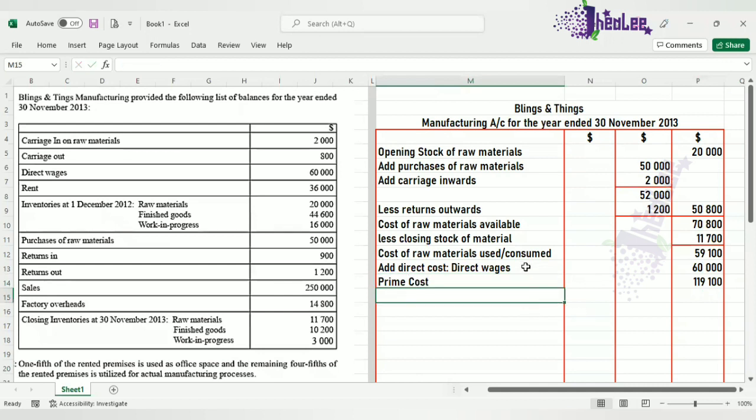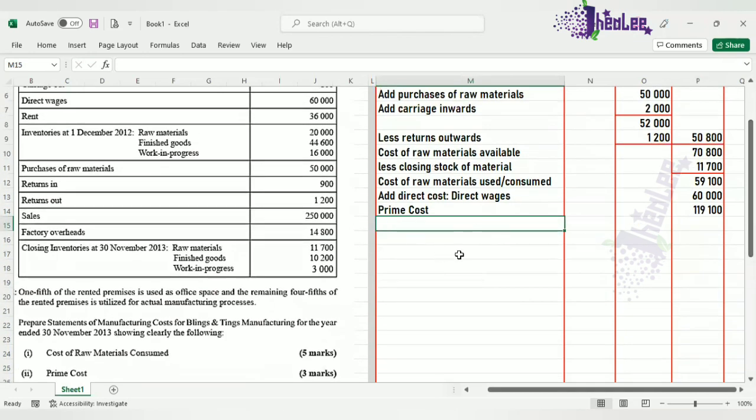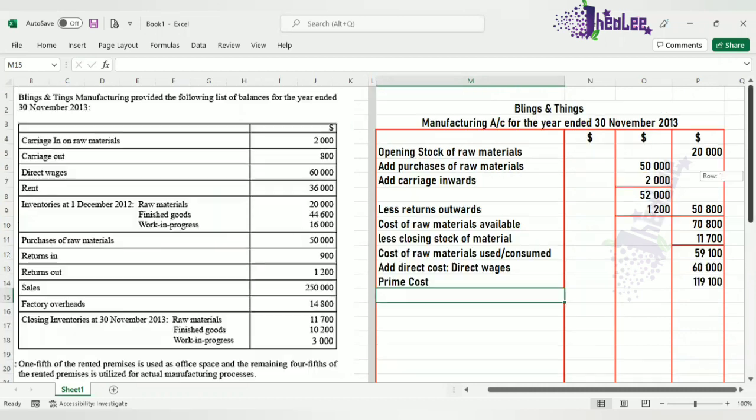So far, we have completed part I, which required us to calculate the cost of raw material consumed. And we have completed that second section that required us to calculate prime cost. So our next aim now is to calculate the cost of production. In doing that, people, what we're going to look for now are the factory overheads, those indirect costs. Okay, and guess what? We are adding that. So add factory overheads. And remember, your factory overheads are your indirect costs. And bear in mind that once you're preparing the manufacturing account, in most cases, you're adding. The only things that you subtract are your return outwards and your closing stock figures.